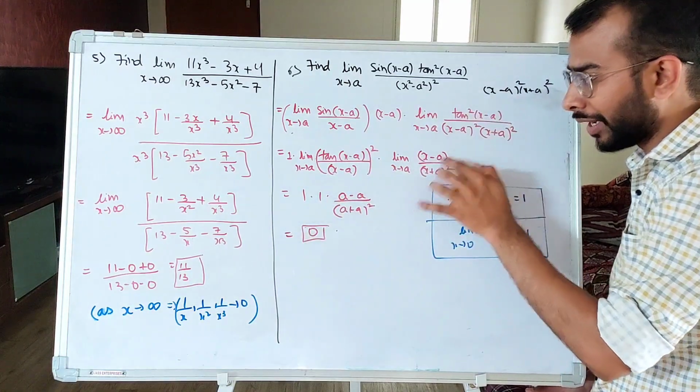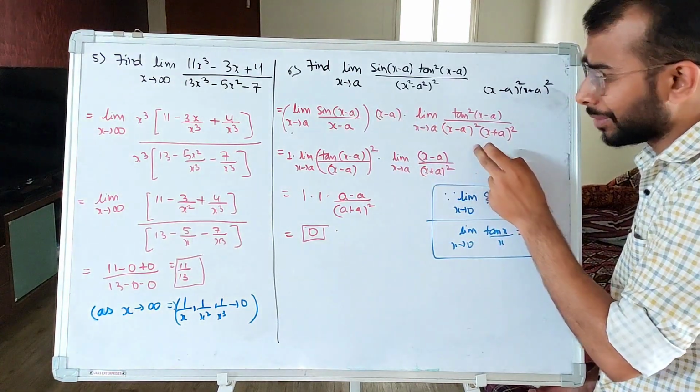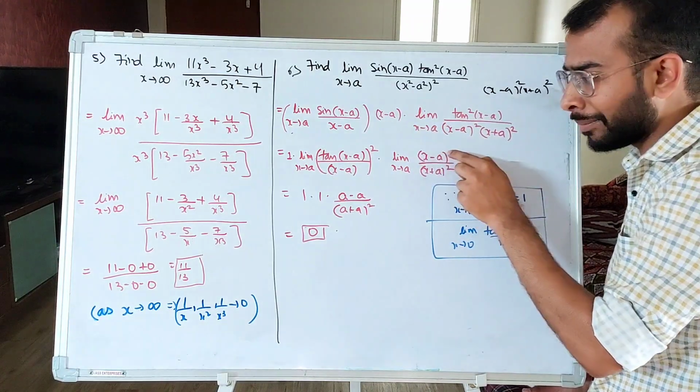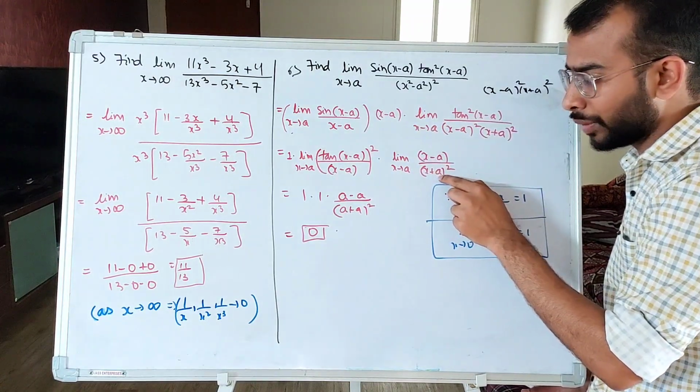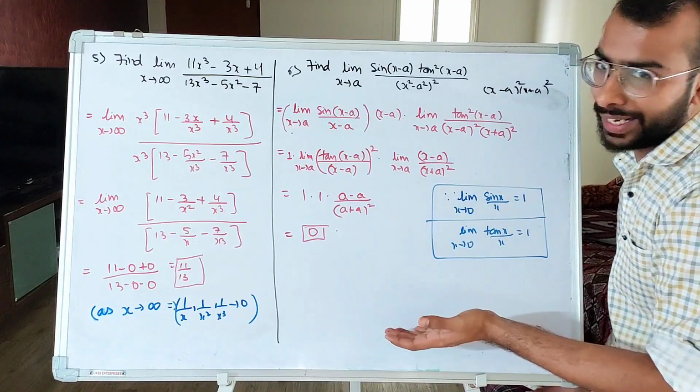Similarly, for the last one, we have x minus a, and similarly we have (x plus a) whole square. X minus a: we will substitute here, a minus a is 0, a plus a is 2a. 2a whole square would be 4a square, and 0 upon something would be 0. So yeah, the final answer is 0.